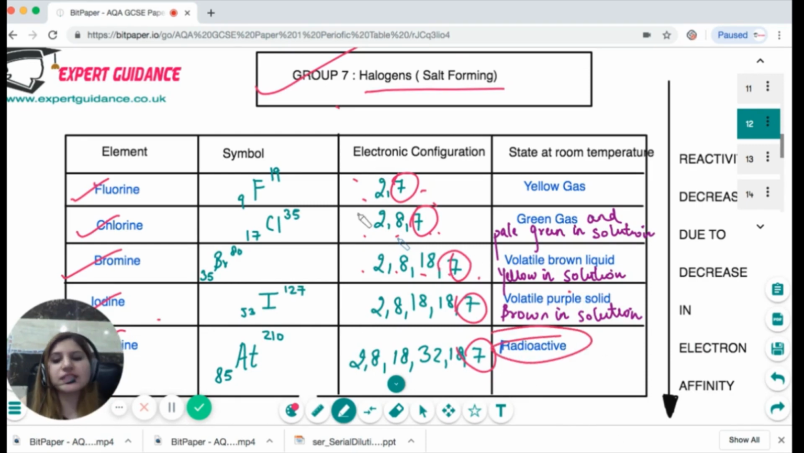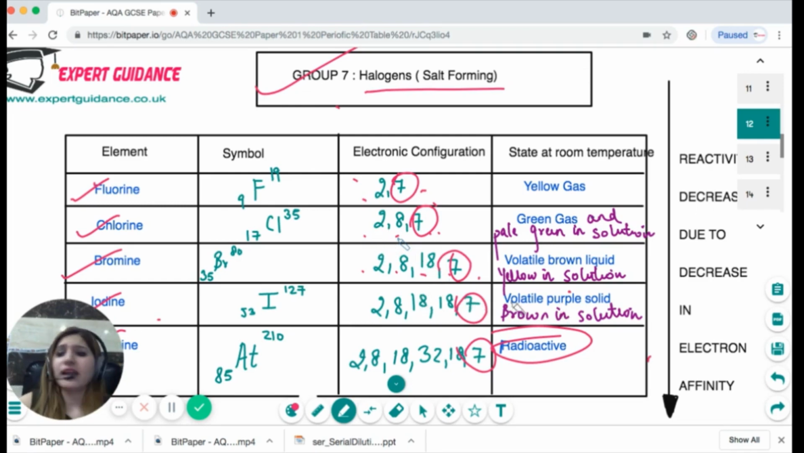Again, as we discussed in group 1, group 7 has an opposite trend in reactivity. Group 7 reactivity decreases down the group. Why? Because they react by gaining an electron, and the electron affinity decreases down the group. Okay, we'll see in detail in the next 2 to 3 slides why it happens.